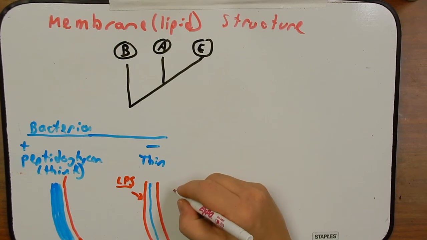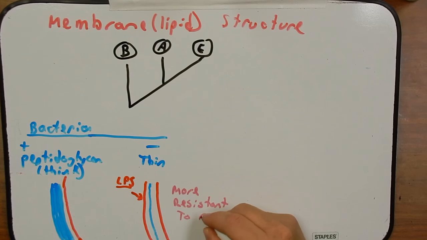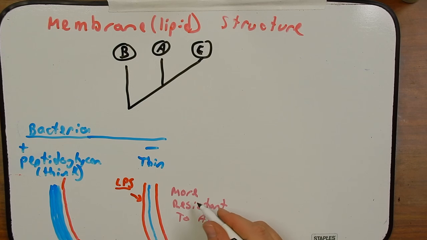So let's write that here. More resistant to antibiotics. I'm just going to put AB for antibiotic. One of the reasons that they are more resistant to antibiotics is because of this outer membrane that contains these lipopolysaccharides. This outer membrane protects against certain chemicals and antibiotics.